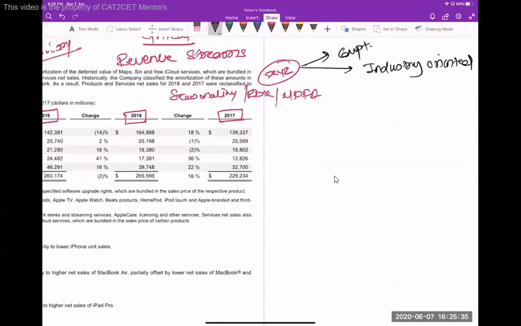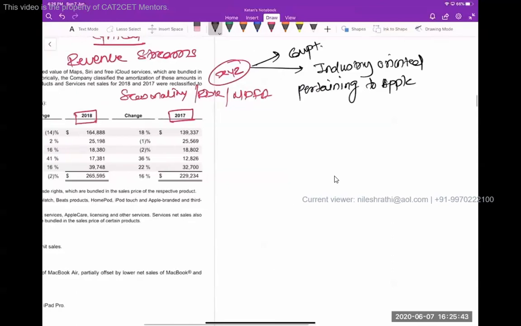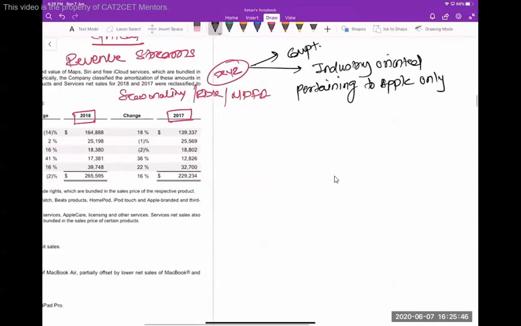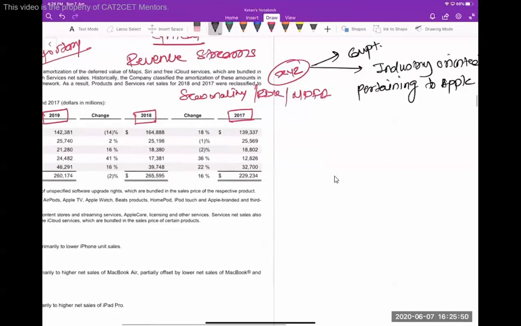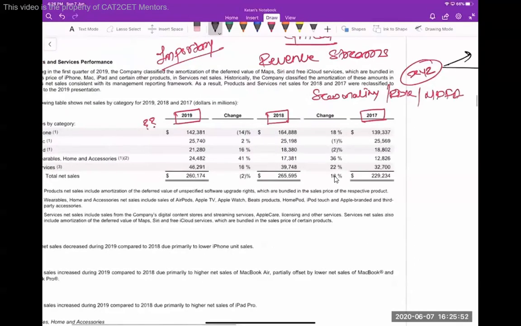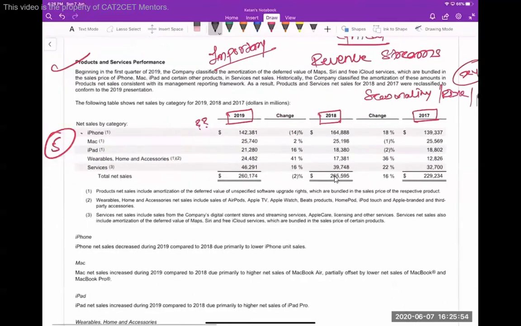If the risk was pertaining to Apple only, then it's a different case altogether. If it was only for Apple, then probably it's a different ballgame altogether, and then you can understand. So whenever you do these things, you need to understand, okay, these are going to be your star points which you have to analyze as a financial analyst, right?